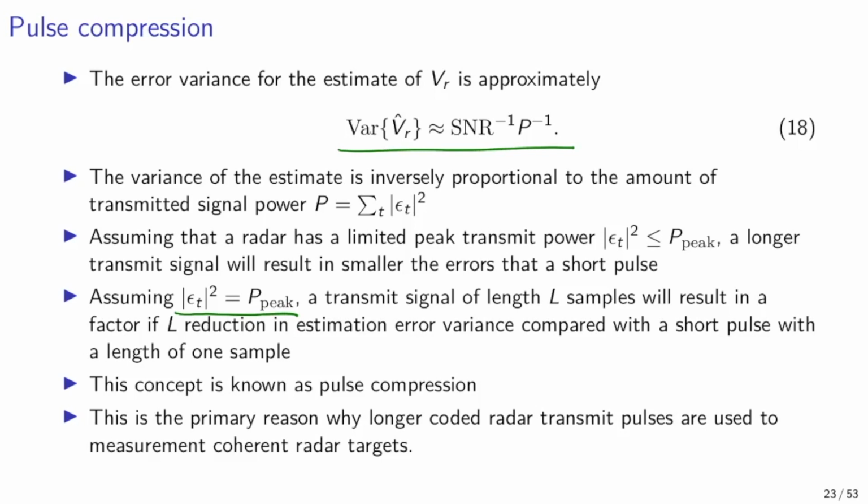The concept of using long transmit signals to reduce estimation errors is called pulse compression, as we are effectively compressing more radar transmit power into the transmit signal to improve our estimate of the scattered complex voltage. This is the primary reason why longer coded transmit pulses are used for measuring coherent radar targets.